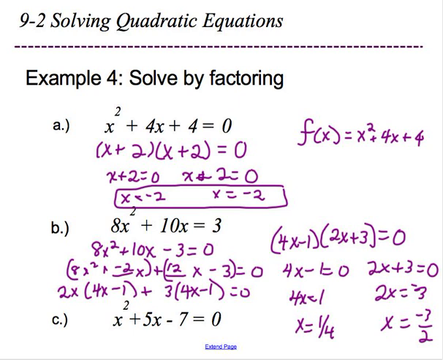Just a quick look at the last one. We try to factor it, two things that multiply to get -7 and add to get -5 or +5. There isn't anything. We can't factor this. So this factoring method doesn't work here. So we need another method. And that's actually where we're going to go into using the quadratic formula in the next day.